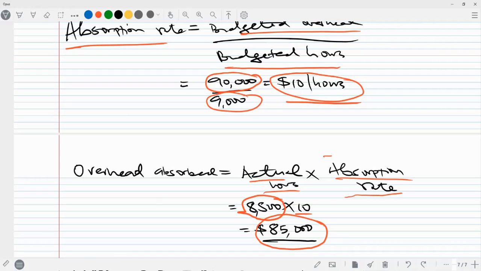Don't forget, the rate is the only one that is based on the budgeted figures. We get the rate like you've done here. Actual hours, 8,500, times the rate of $10, and you get $85,000.